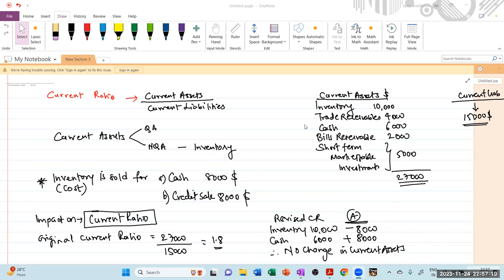Kindly give me a thumbs up if you do. There is no change in current assets. Why is there no change in current assets? Because inventory reduced by 8,000, but simultaneously cash increased by 8,000. Right? I'm assuming everybody else has understood this even if they are not replying. Now, what will be my revised current ratio? It will continue to be 27,000 divided by 15,000, which is equal to 1.8. This was your case number A.